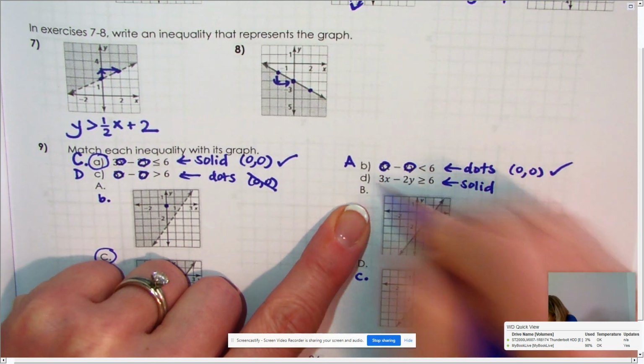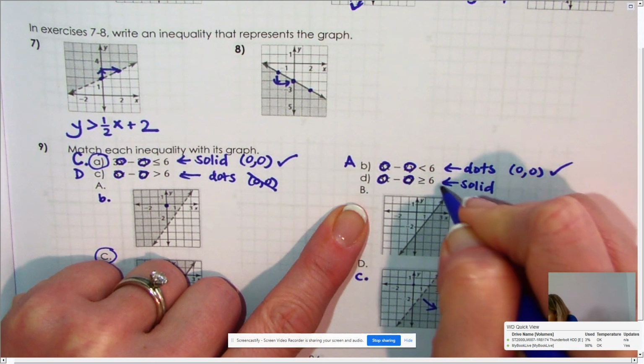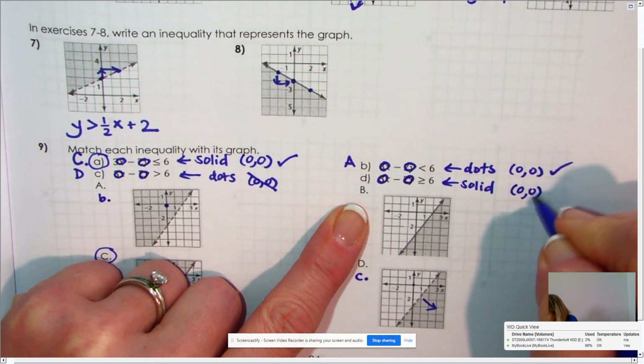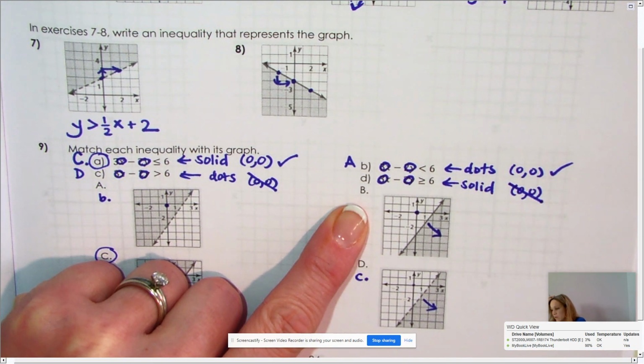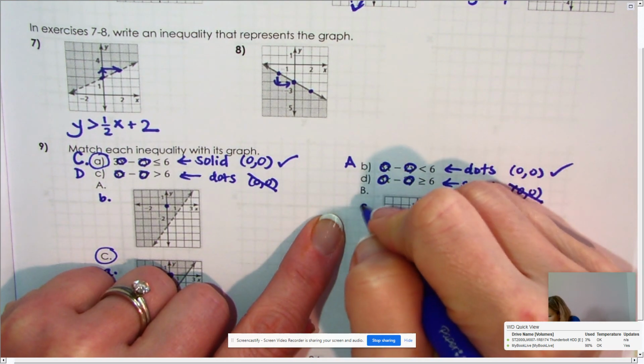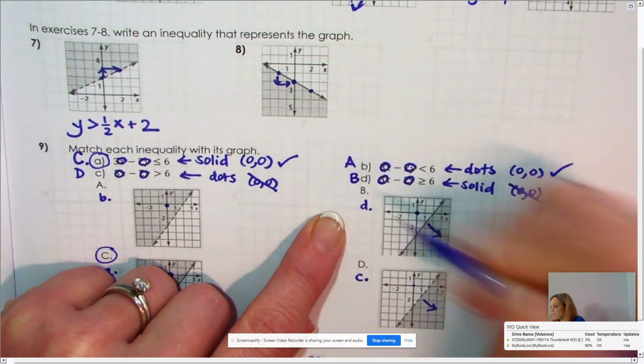We'll just make sure it's solid. 0 is greater than 6. That is not true. So I know it has to go the opposite direction from 0, 0. So this would be correct, letter D and capital B.